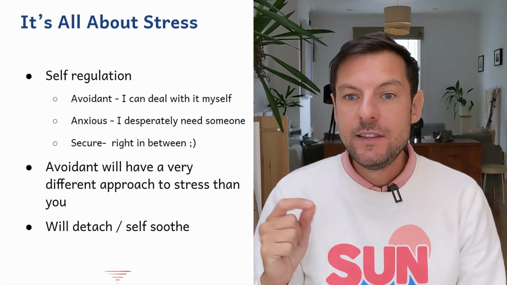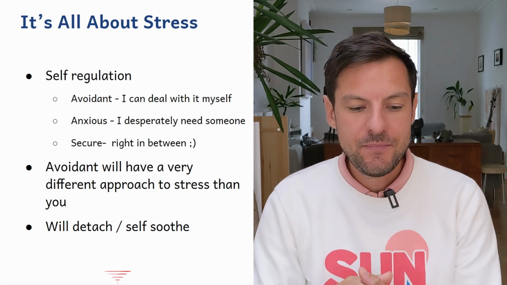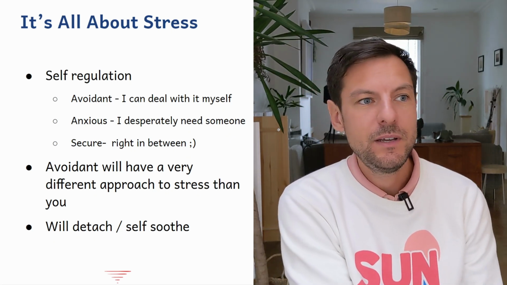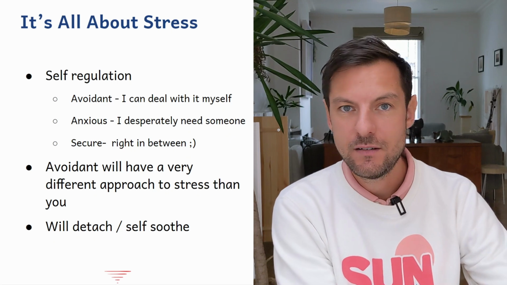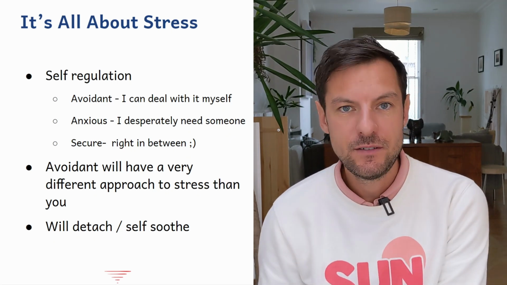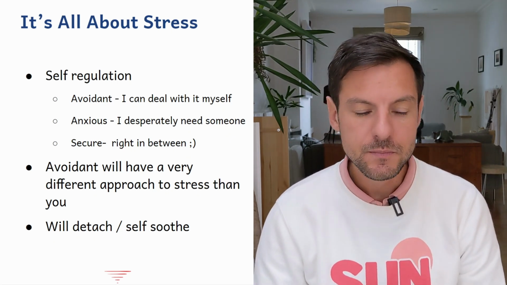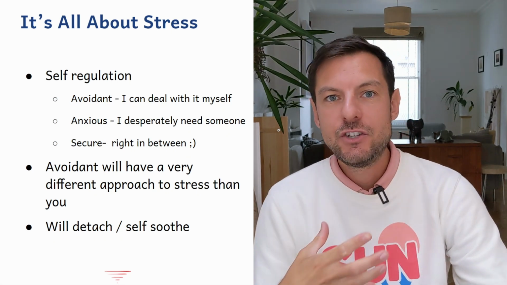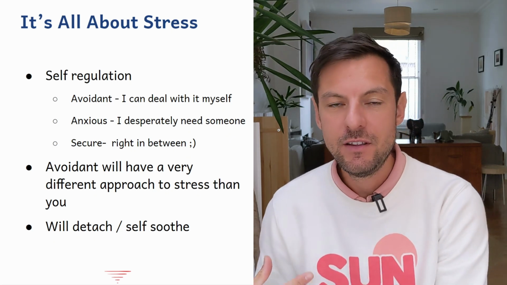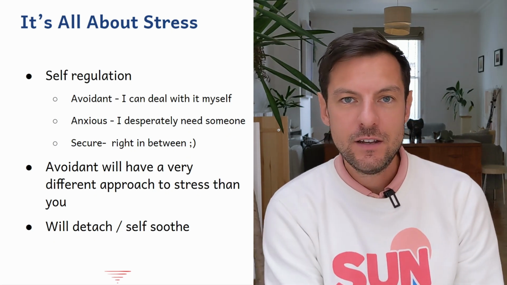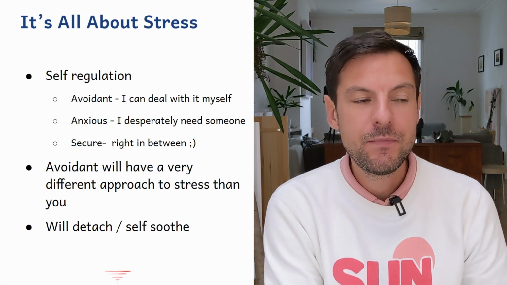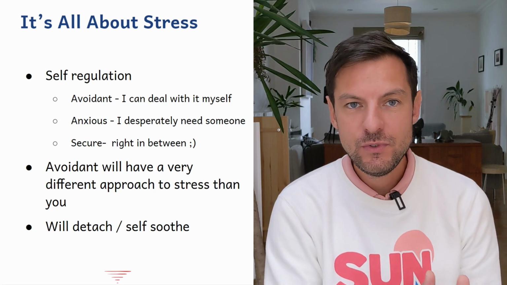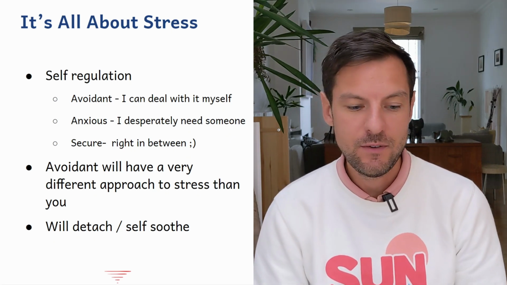Anxious, they will have basically the opposite. I desperately need someone, I need validation. If I want to make a decision, I need to check. I'm scared of things, as a kid, for example. Secure is right in between. I'm okay to take risks. I check, I discuss, I'm open with my parents, with my caregiver. Okay? The way we self-soothe really describes your attachment style.